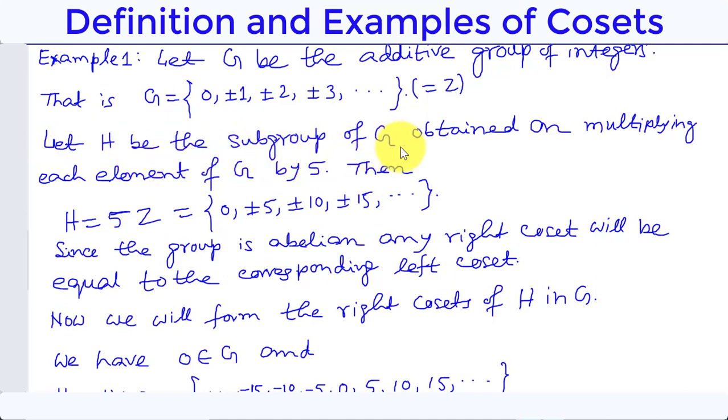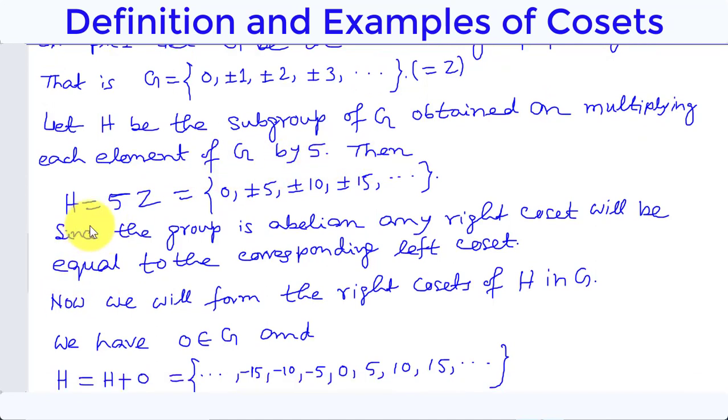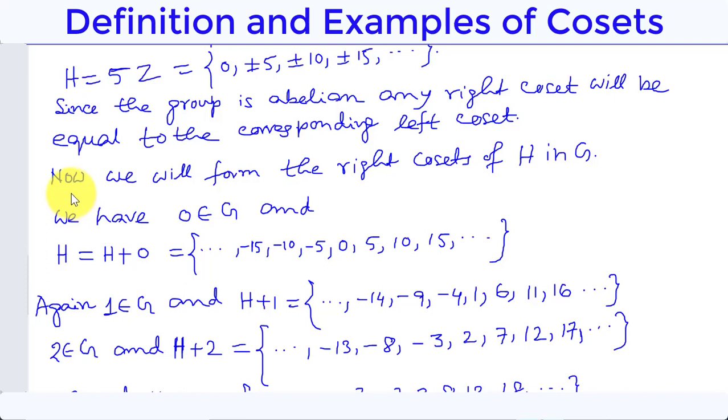Let H be the subgroup of G obtained on multiplying each element of G by 5. Then H equals 5Z equals 0, plus minus 5, plus minus 10, plus minus 15. That is, if we multiply each element of G by 5, then we will get H equal to the multiples of 5. Since the group is abelian, any right coset will be equal to the corresponding left coset. Now we will form the right cosets of H in G.